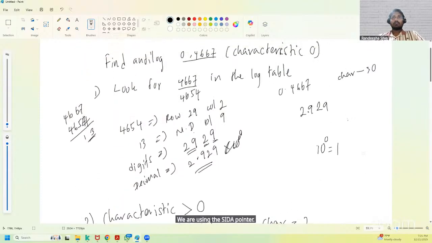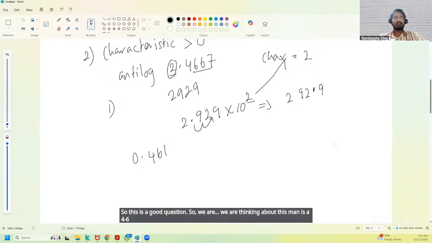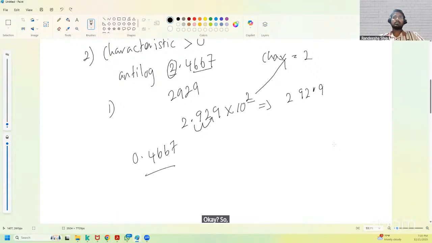What we are doing is, for 0.4, sorry, this is important for Tivisna and also Vibodh. Okay, listen carefully. So this is a good question. We are thinking about this mantissa 4667. Okay, so think about this on the other side. You are going to find the logarithm for 2.929. Okay, you're finding the logarithm for this.